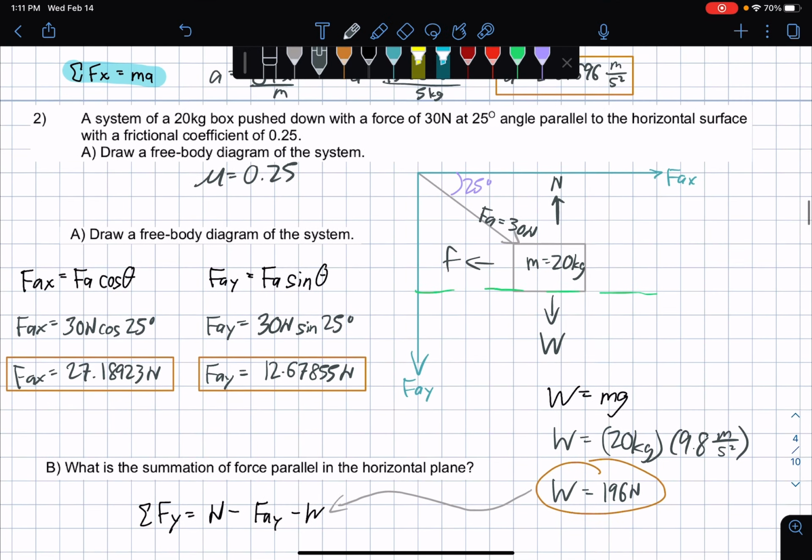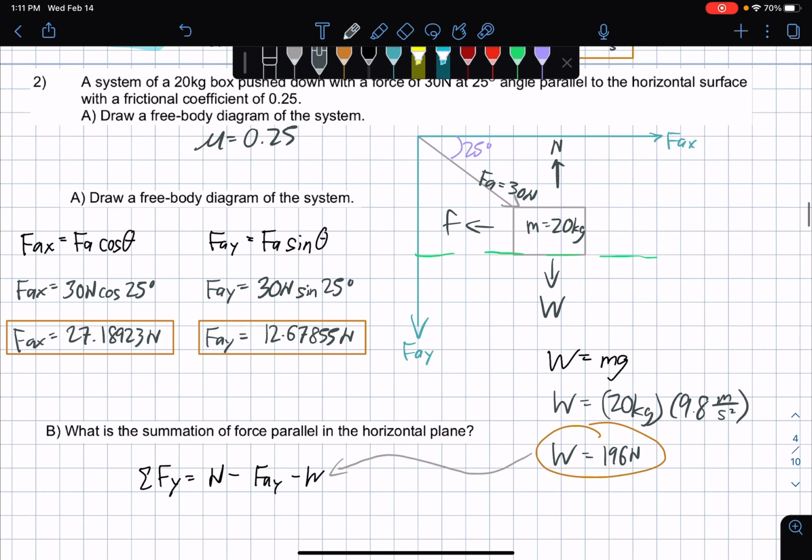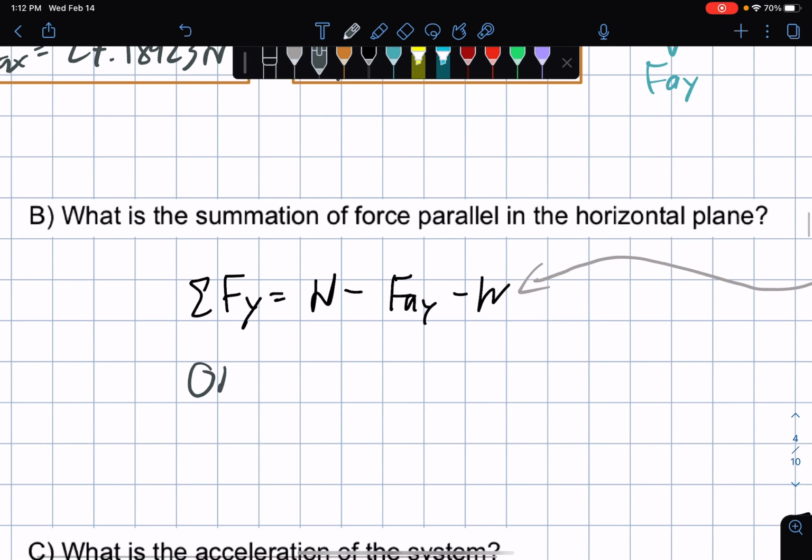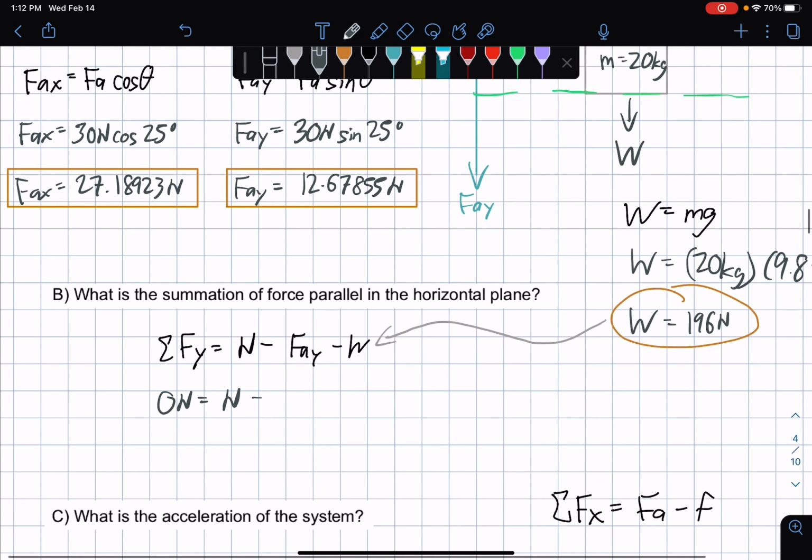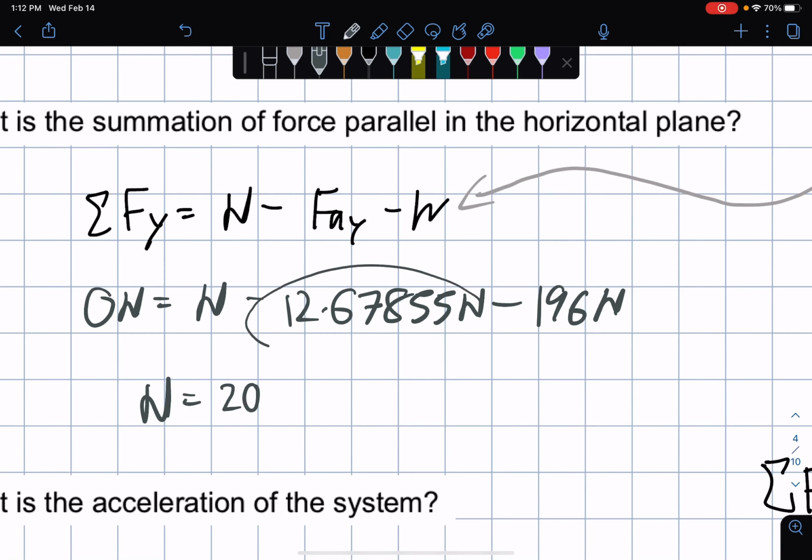But yeah, the object again is not flying or falling, so this is definitely 0. Normal force is missing. FAY is 12.67855 newtons. Weight is 196. So add those two values, we have 208. Of course, this is going to be negative here, but moving to the other side is going to be positive.